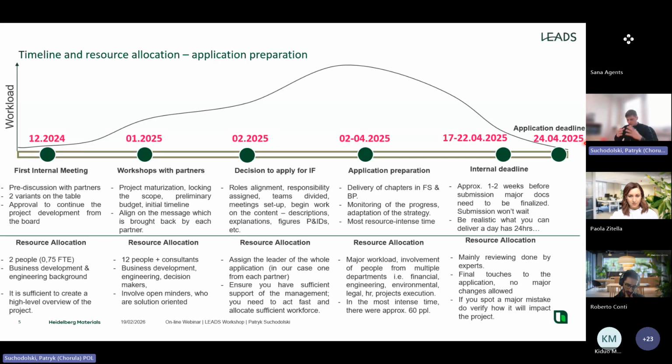Okay, so after Warsaw, we came up with a head full of ideas on how to approach this project. On this slide, you can see how much workload we had throughout the process of preparing the application. At the beginning of the project, where you have the initial meetings on, let's say, the expert level, you include only a number of people who are the experts in the field.